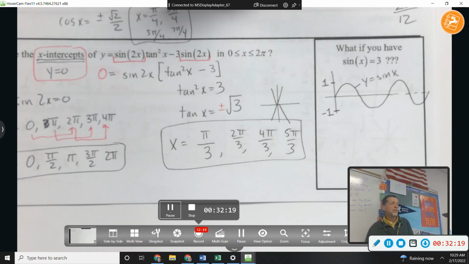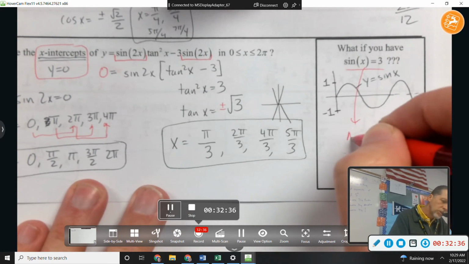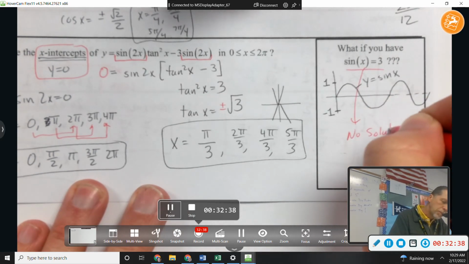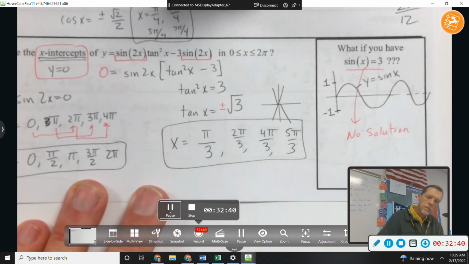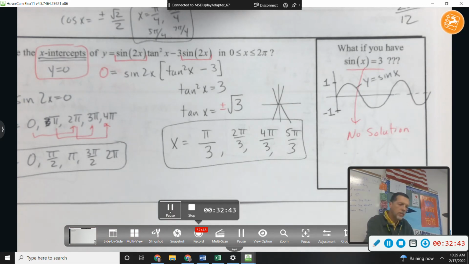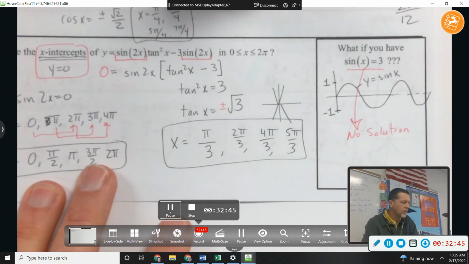So can you answer the question now? Where does the sine equal 3? Where does sine of x equal 3? Hint, it's kind of a trick question. It doesn't. It never gets there. So that would be no solution. Because there's no place where the sine's equal to 3. It just doesn't get up that high.